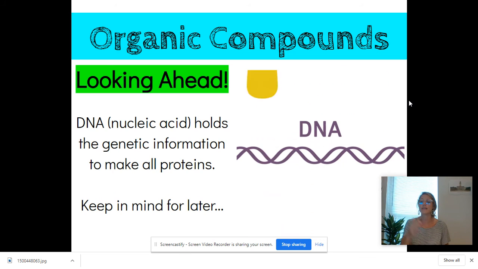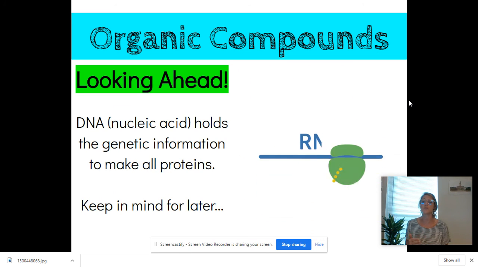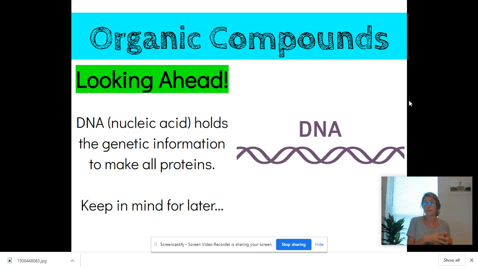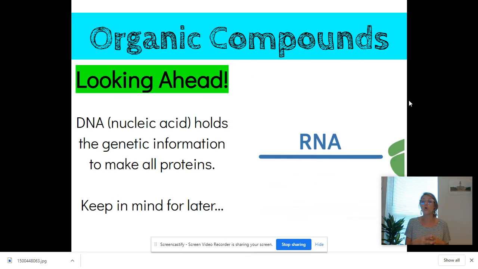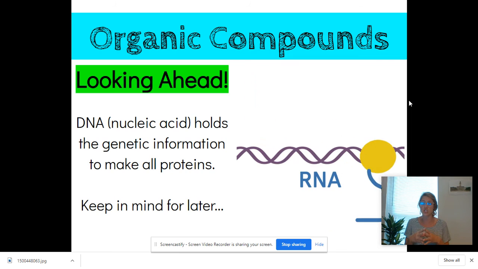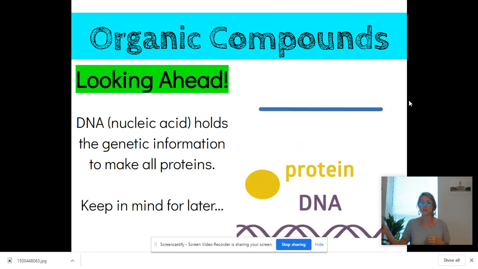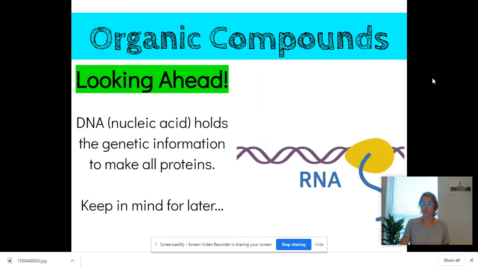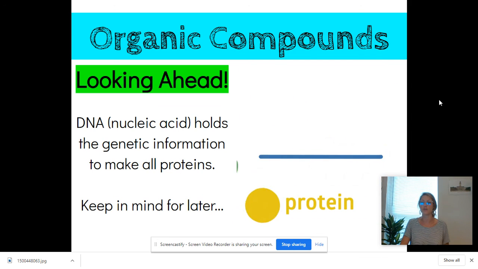And just to reiterate one more time, the connection between DNA and proteins: DNA, which is an example of a nucleic acid, holds the genetic information that helps to build the protein. All right, that is it for our proteins and our nucleic acids.